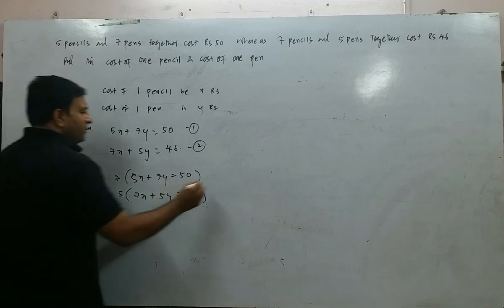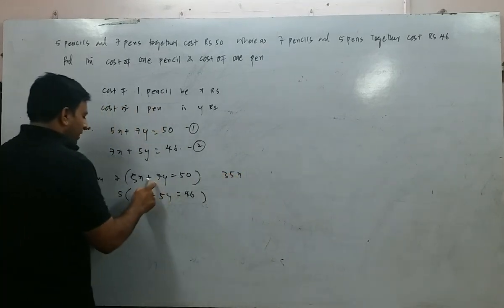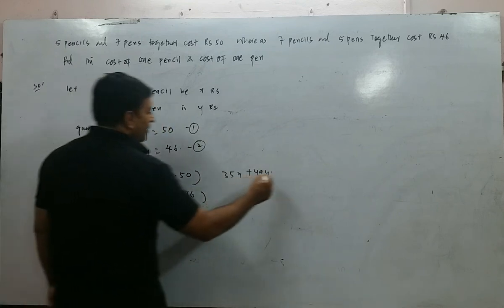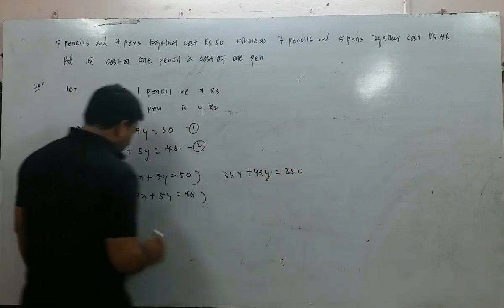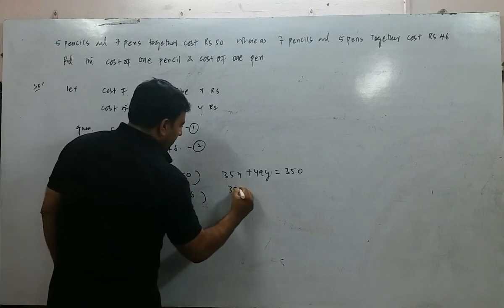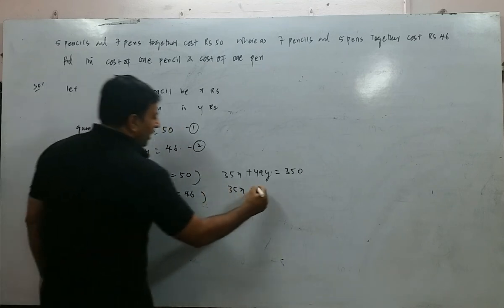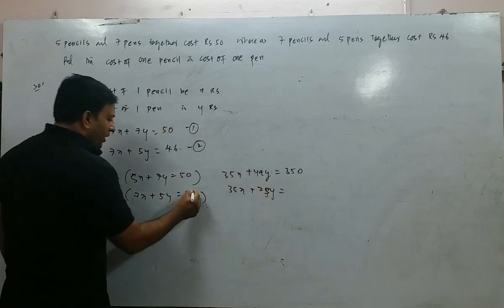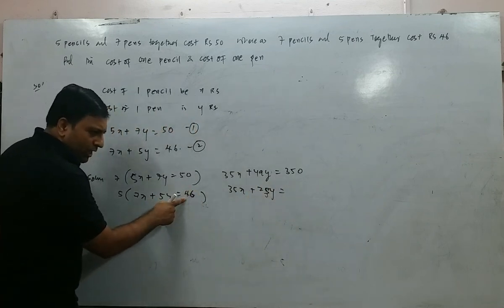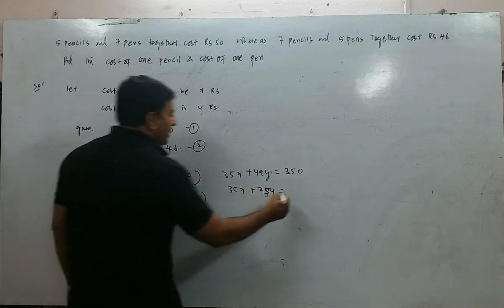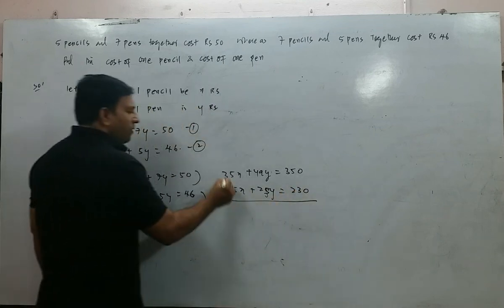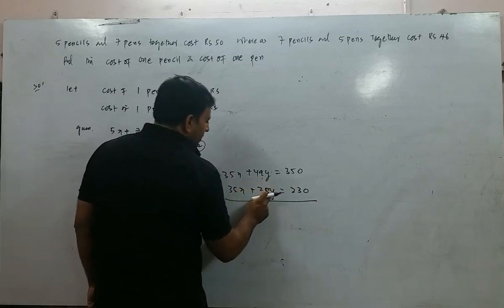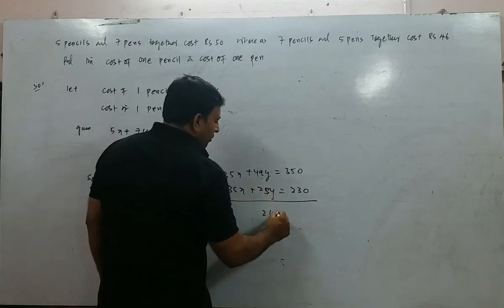Alright, so 7 5s are 35x, 7 7s are 49y, 7 into 50 will be 350. 5 7s are 35x, 5 5s are 25y, 5 into 46. How do I do that? 5 into 40 is 200, 5 6s are 30, 230. Now what will I do? I will subtract because both of them are having same sign. So 49y minus 25y will be 24y.